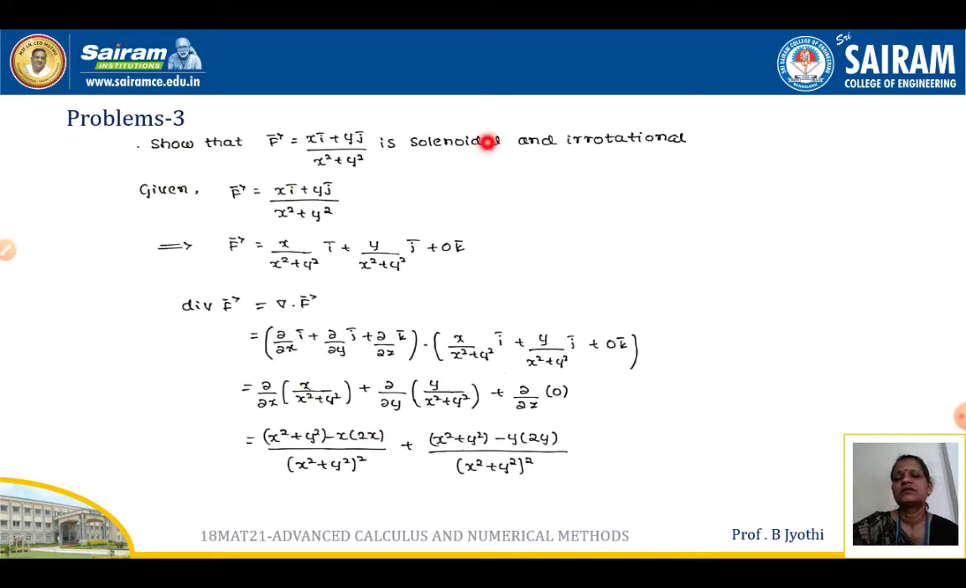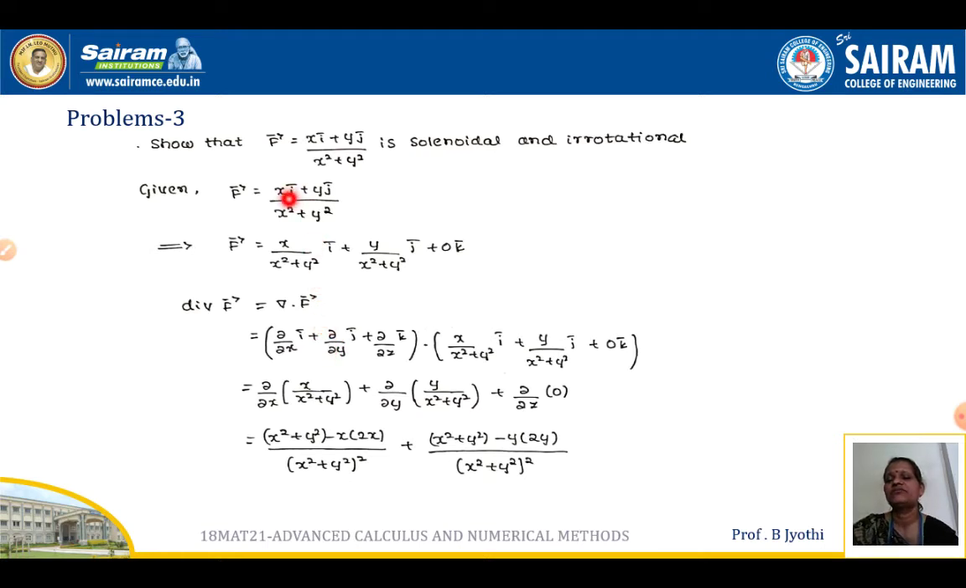Show that for the next problem, f is equal to xi plus yj divided by x square plus y square is solenoidal and irrotational. In order to prove that it is solenoidal, we need to prove that div f is 0. To prove that it is irrotational, prove that the curl f is 0. So we first determine what div f is, and it has to be 0 in order to prove that it is solenoidal. And later we will find the curl f, which will also be equal to 0. It shows that it is irrotational.